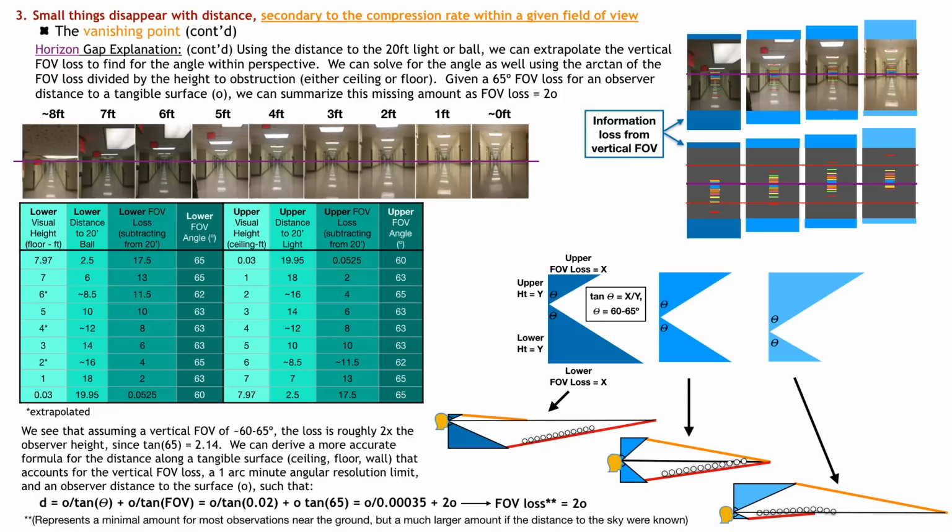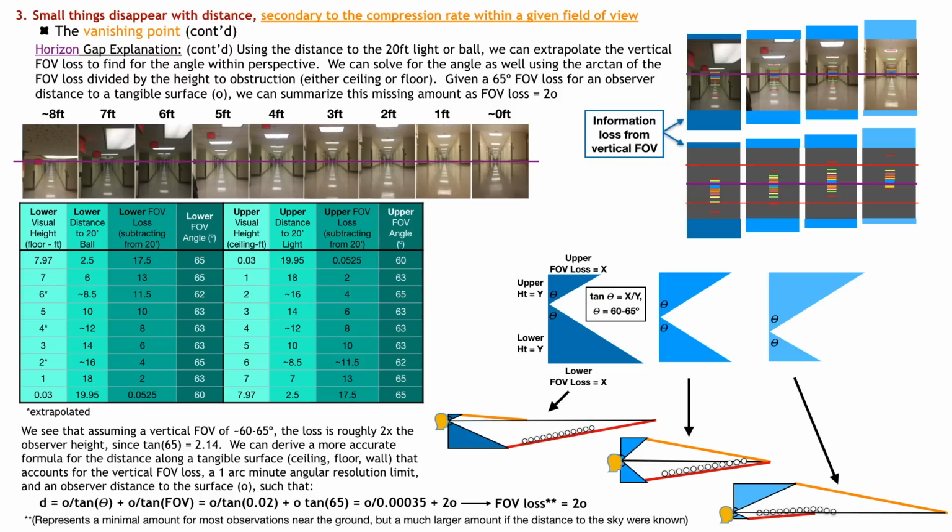So within the table, I'll just try to explain what each of the categories is. The lower visual height just means the lower 50% of vision, the area underneath the purple line. What is that height? And then the area above the purple line is going to be the upper visual height, in other words, the ceiling distance. That's going to be in feet.